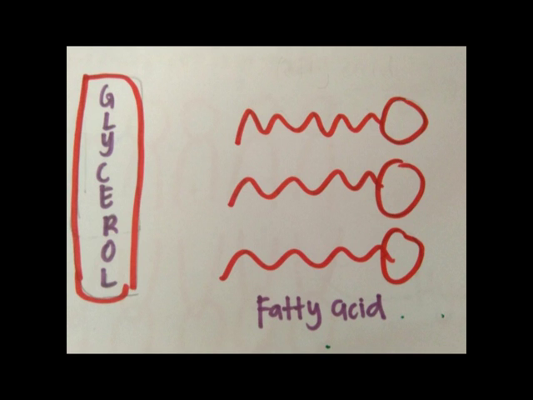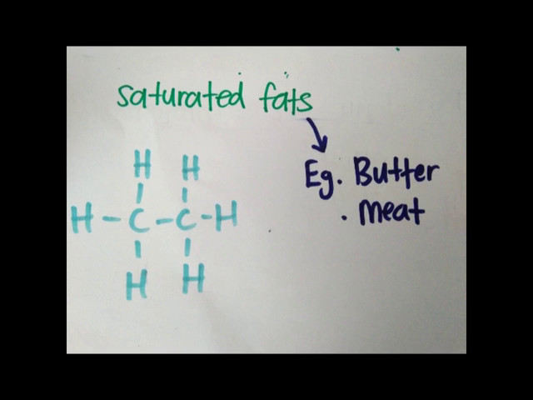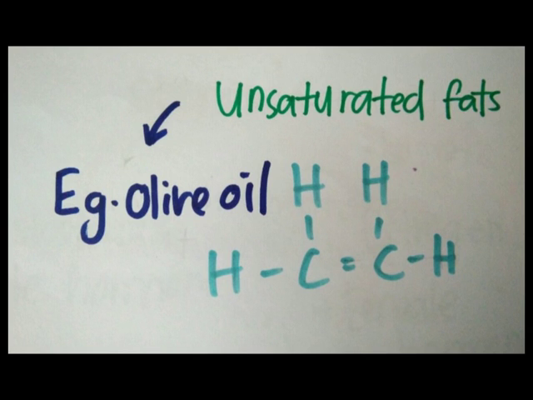However, the next is about lipids. The monomers of lipids are glycerol and fatty acids. The combination of glycerol and fatty acids will produce triglyceride and 3H2O. There are two types of fat, which are saturated fat and unsaturated fat. For example, saturated fat is animal fat like meat and butter, while unsaturated fat is vegetable oil like olive oil and peanut.